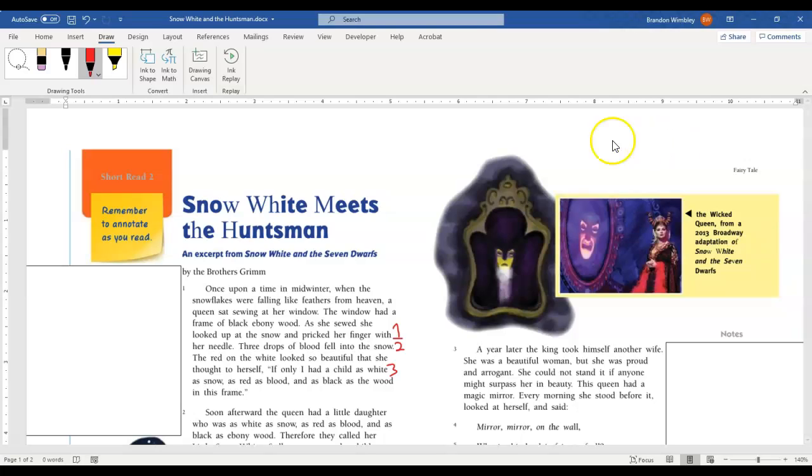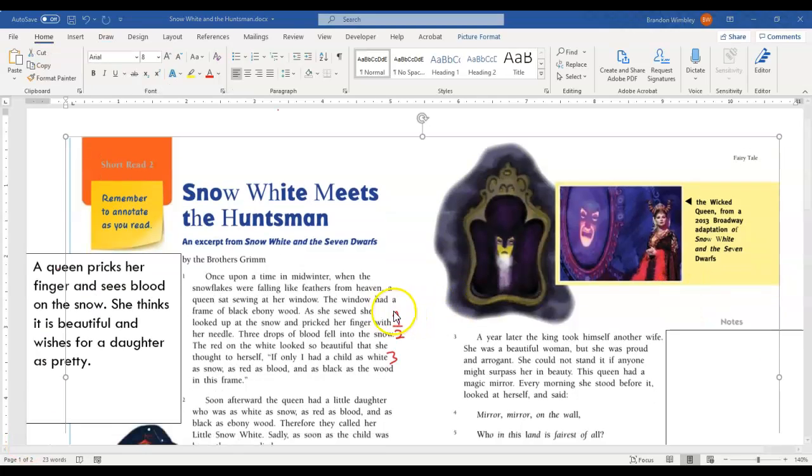So what I'm going to do now is a summary for us. I'm going to type this in the side. I can summarize these key events. So what will it look like? This is what I'm going to type. A queen pricks her finger and sees blood on the snow. She thinks it is beautiful and wishes for a daughter as pretty as it.